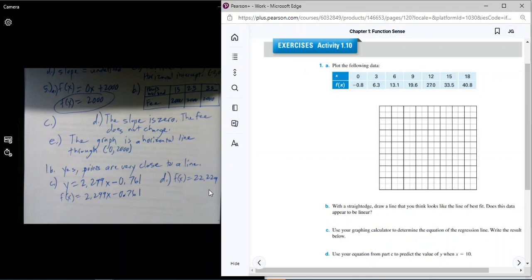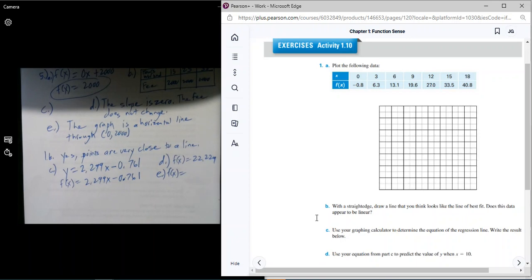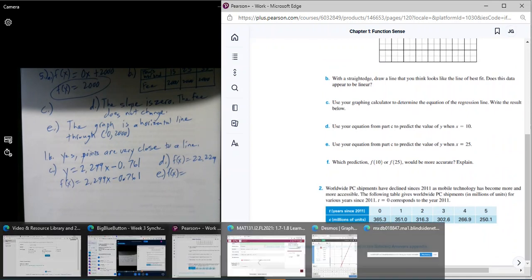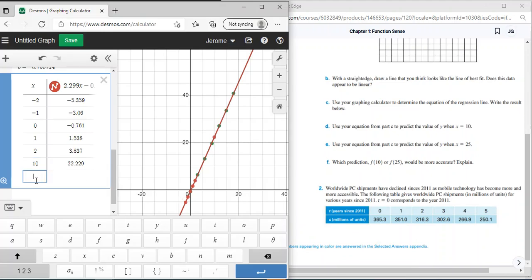Now, the reason why I did that is because typically you get more problems just asking you for those points. So if you just type in that equation, do a table, you could just put the points in there, and then it will automatically kick out the answer for you. So if we look here at E, E says, use your equation from part C to predict the value of y when x equals 25. So we could go right back here to our Desmos calculator, type in 25 for x, and that would give us 56.714.